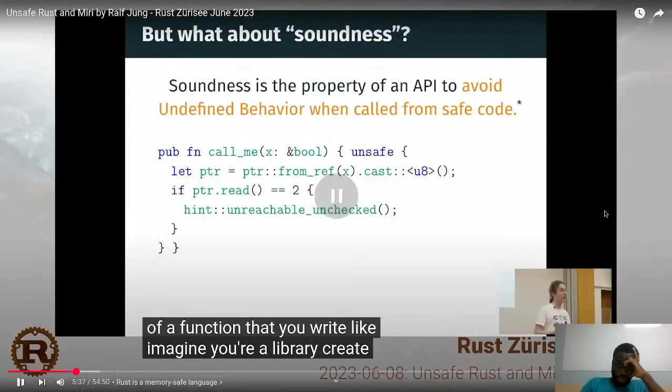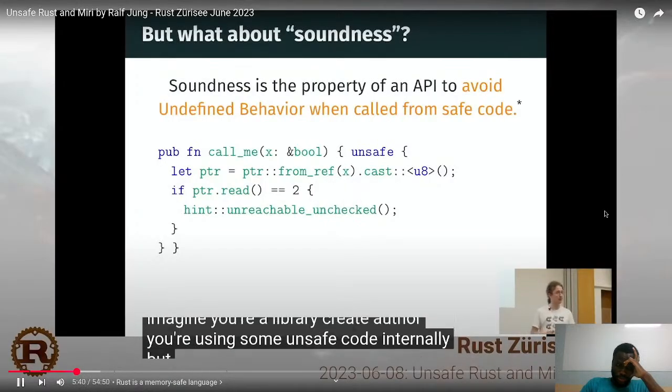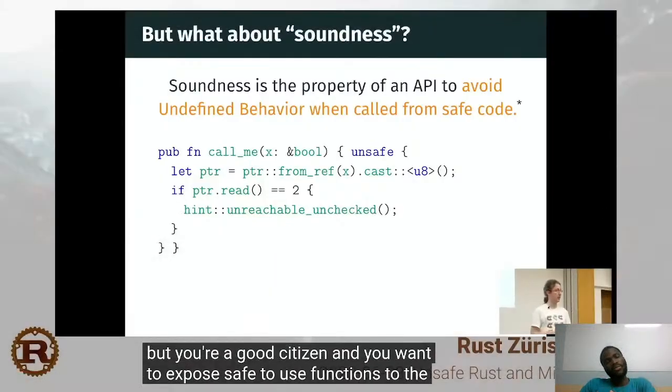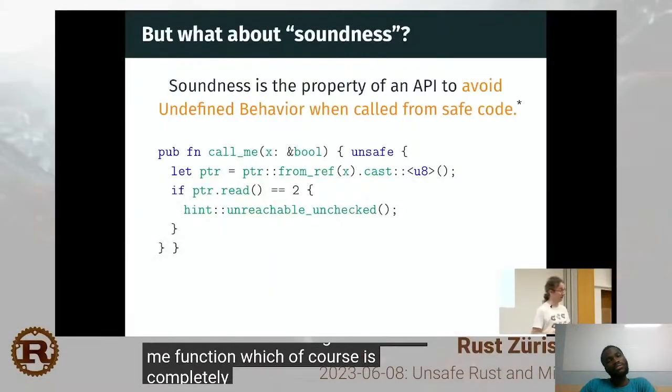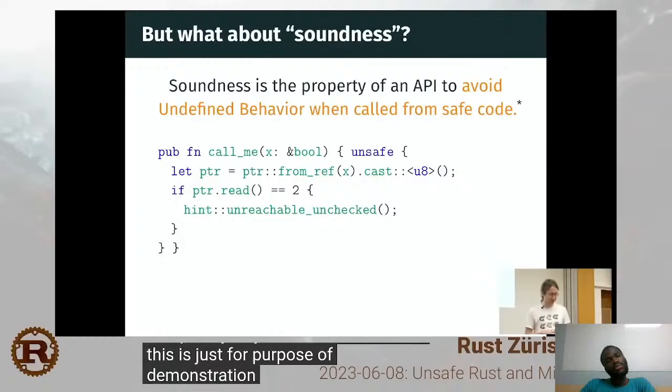Imagine you are a library author, using some unsafe code internally, but you're a good citizen and you want to expose safe-to-use functions to the outside world. Something like this call_me function, which of course is completely silly to use unsafe for. This is just for the purpose of demonstration. So what does this function do?